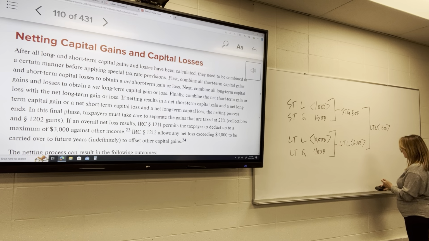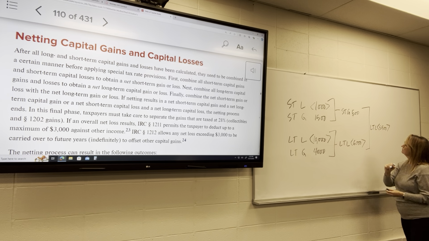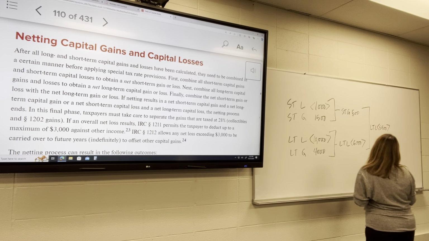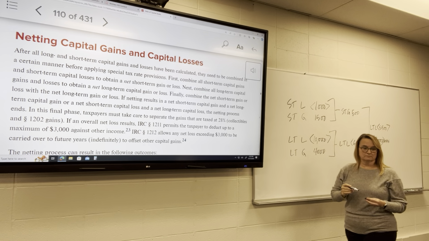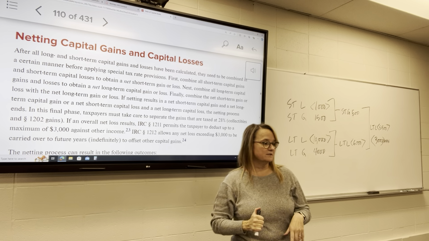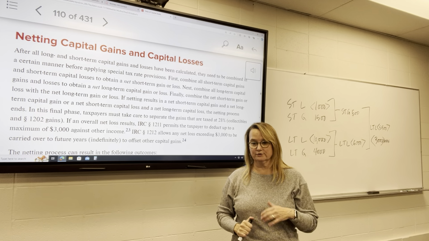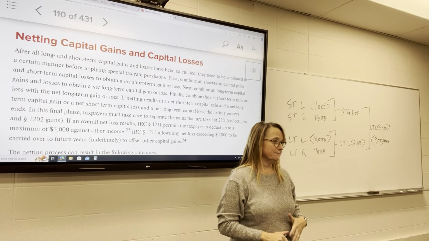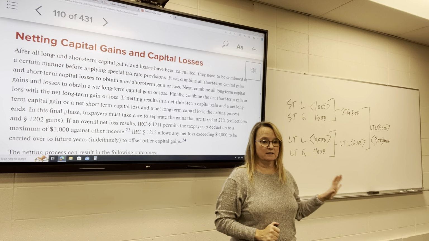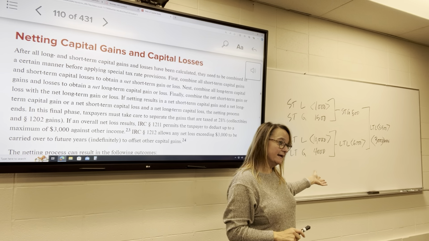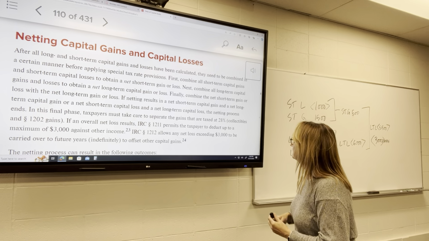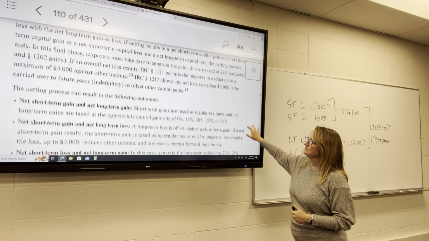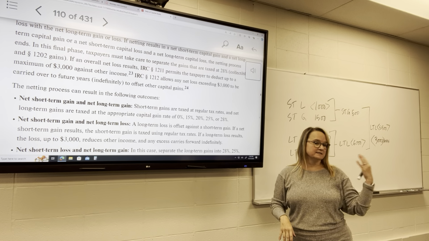Now we've got a $5,500 net long-term capital loss. We can only take $3,000. Only up to $3,000 a year can offset other income on your tax return, so your total capital loss cannot exceed $3,000. There's no limit to the gains, of course, but there is a limit to the losses that you can take. So what happens then? Well, it gets carried forward and it gets added to the next year.